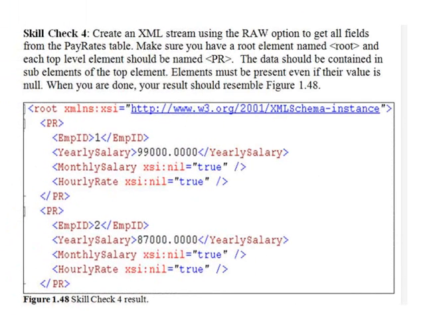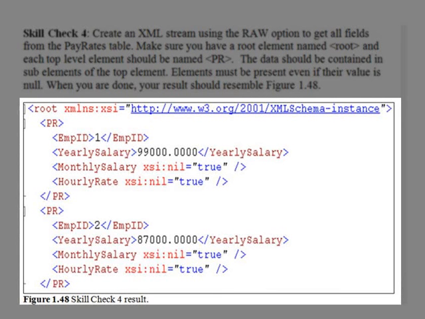Skill Check 4. Create an XML stream using the raw option to get all fields from the pay rates table. Make sure you have a root element named root, and each top-level element should be named capital P, capital R. The data should be contained in sub-elements of the top element. Elements must be present even if their value is null. When you're done, your screen should resemble the figure you see here.